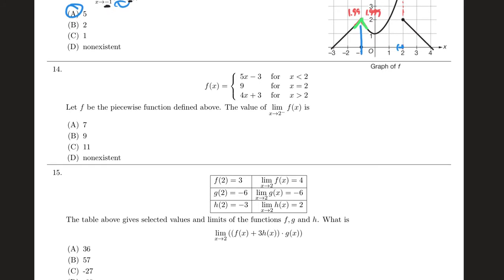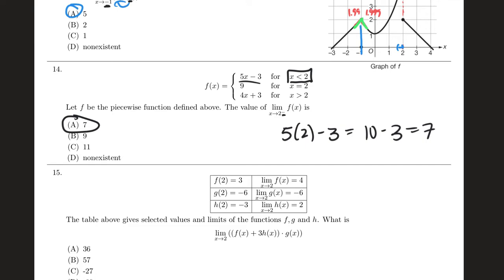For 14, we're looking at the left-hand limit of this piecewise, where we're looking at numbers just to the left of 2. Those are numbers that are just less than 2. So we're asking ourselves, what's happening just to the left-hand side here? What we're going to do is just plug 2 into that top part, and we get 7. Because when we're looking at the left-hand side of 2, those are all numbers that are less than 2. So we're just asking ourselves, what's happening on this part of the piecewise?